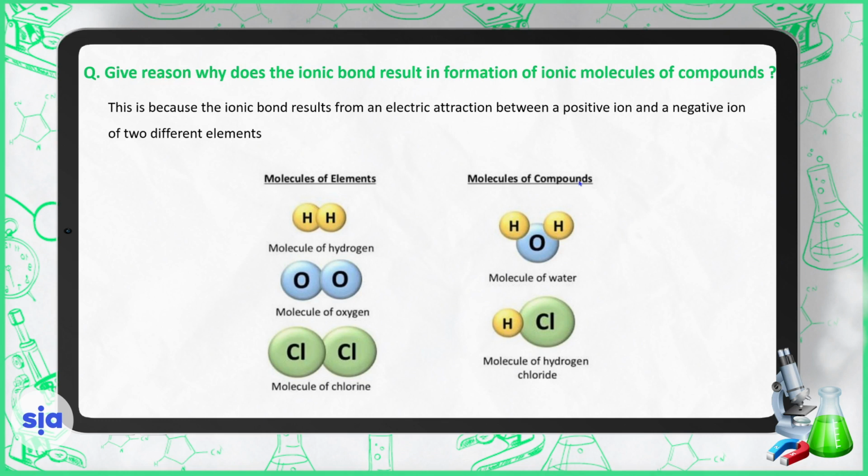While the compounds are molecules of different kinds of elements, like the molecule of water, H2O, the molecule of hydrogen chloride, hydrogen and chlorine attached together. Therefore, the ionic bond results in formation of ionic molecules of compounds because it's an attraction between different elements.